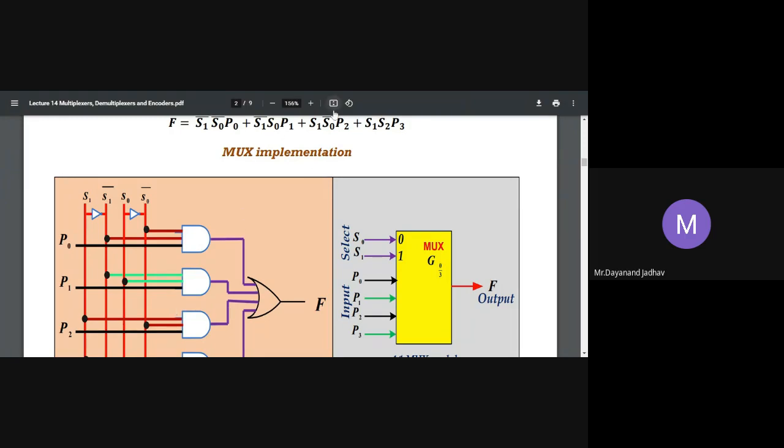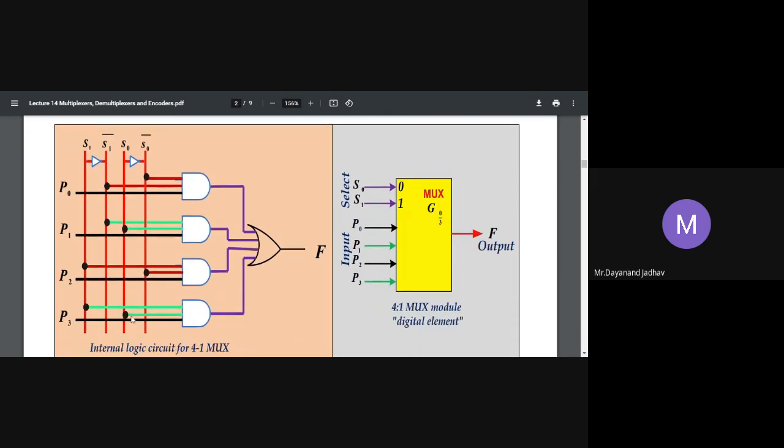These are the S1 S0 bar P2, these are the inputs for this. Then P0, P1. Therefore, next S1 S0 and P3. These are the logic for the first AND, second AND, third AND, the outputs and inputs for the four ANDs. And in the OR operation, we consider one OR gate, and this F. This is the implementation using logic gates for the 4 to 1 mux.